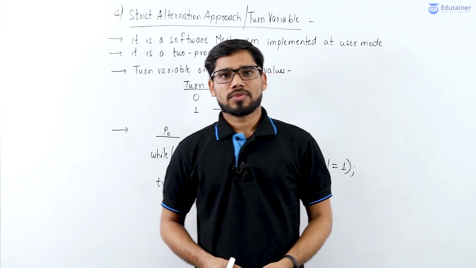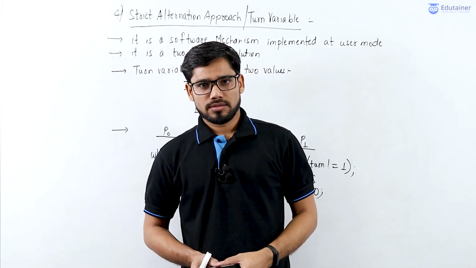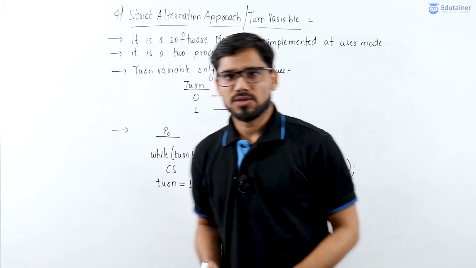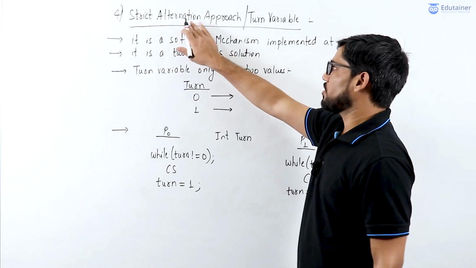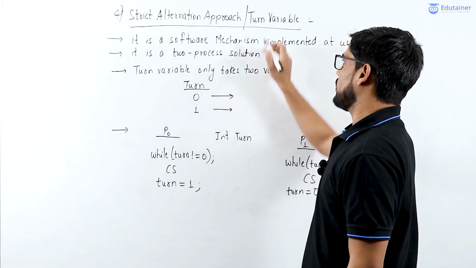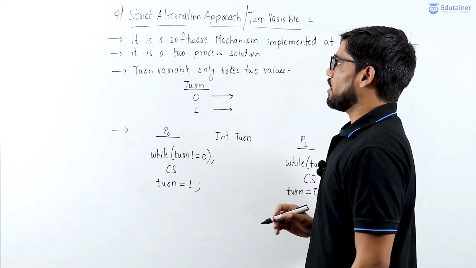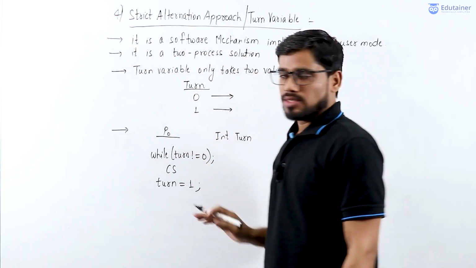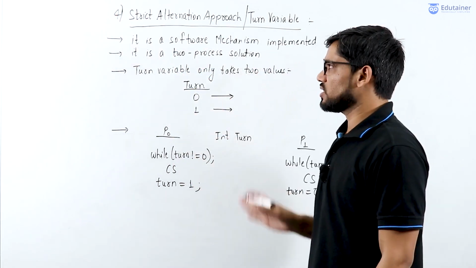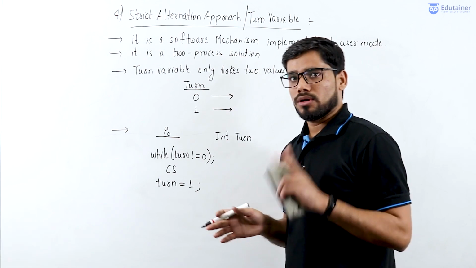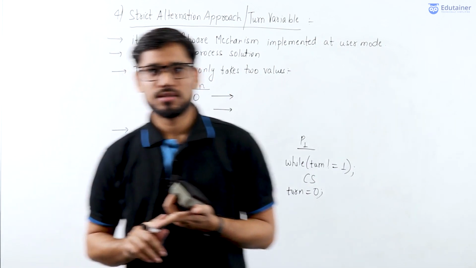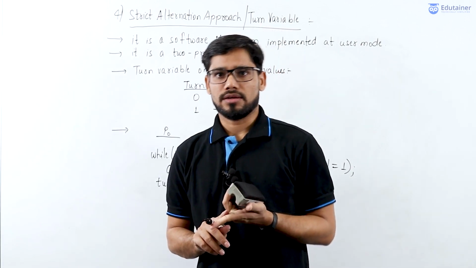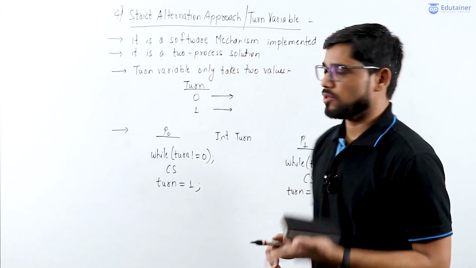Hi everyone. Now let's see the next busy waiting solution in synchronization mechanism technique. So strict alternation approach, or it is also called turn variable. It is the fourth busy waiting solution in synchronization mechanism technique. Before this, I have already discussed the first one, lock variable, the other one is test set lock, and the third one is disabling interrupt.